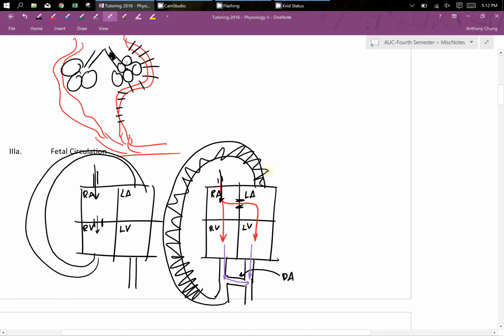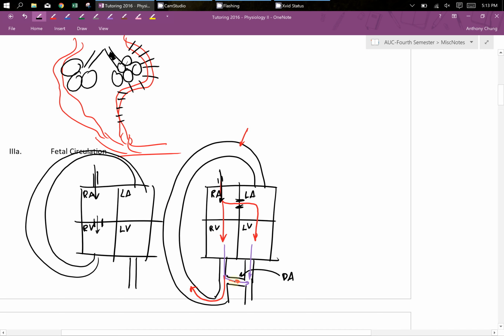What happens when the baby comes out? When it comes out, you start to have oxygen. What happens to this stuff over here? It's going to clear off. It's going to vasodilate again. And when it vasodilates, does blood want to go through this small ductus arteriosus? Lungs have very low resistance. It will preferentially go the other direction towards pulmonary circulation.